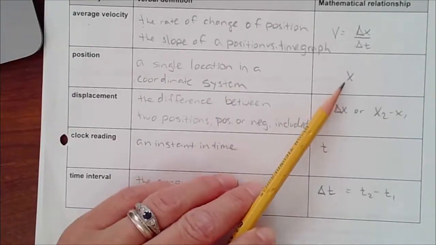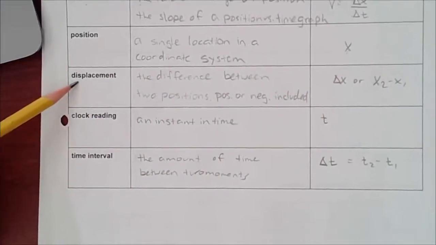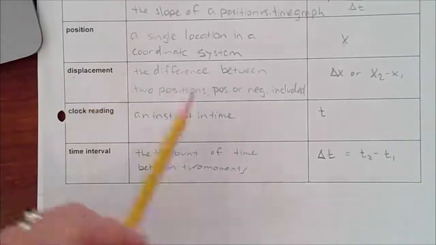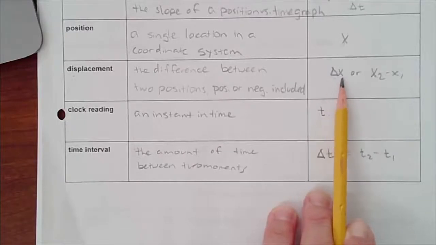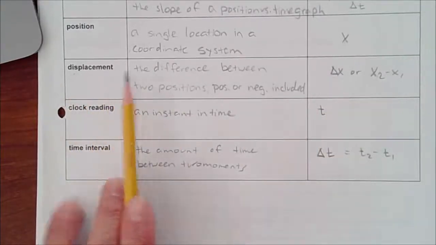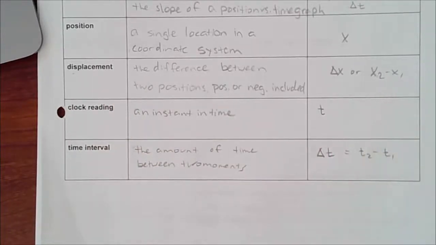If I want to talk about how far something traveled, we bring in this idea of displacement. Displacement is the difference between two positions, or the change in position. It includes a positive or negative sign, and it's written this way: change in position, aka displacement. This is the way you find it: final position minus initial position.